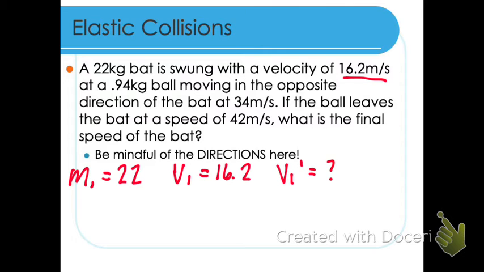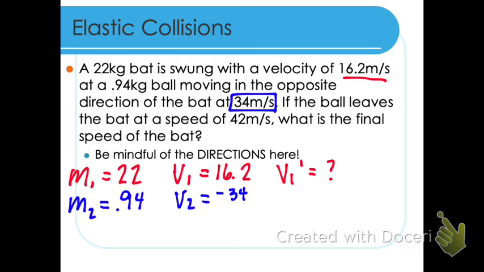Okay, let's look now at the ball. M2 equals 0.94. My initial velocity of my ball was moving opposite of my bat at 34. So that means I need to plug in negative 34 meters per second there. Directions make a huge difference with momentum problems. We've got to make sure we're doing our directions correctly. Any questions about why those two need to be opposite directions? Bat's swinging this way, ball's coming this way, they have to be opposite.